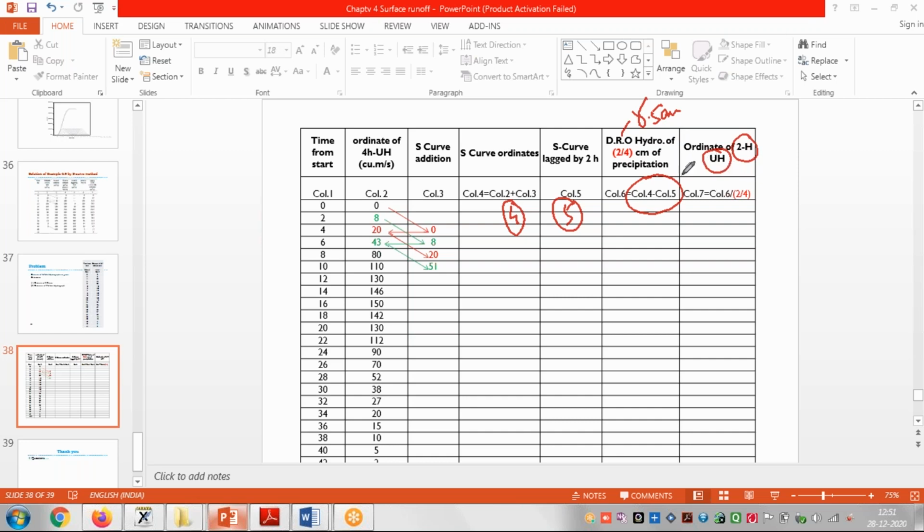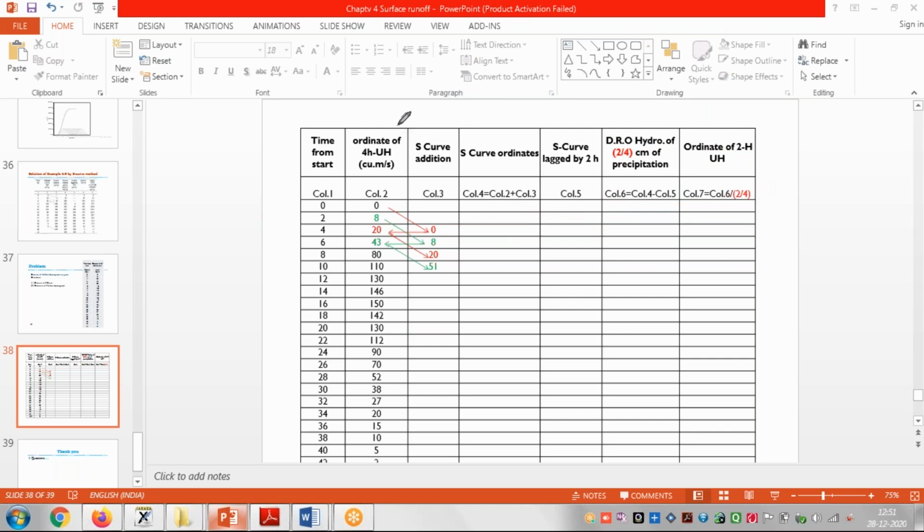So here what they have done, they are multiplying this column 6, means this one, by 2 divided by 4. Whatever the ordinate is, they are multiplying by 2 by 4, so that we get the 2-hour unit hydrograph. So why are we multiplying? Why are we multiplying by 2 by 4?